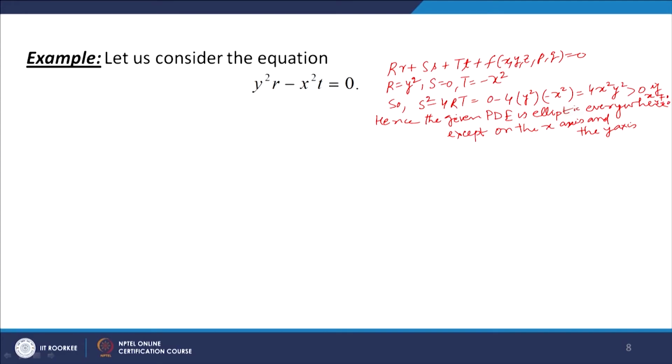This means that this is your x axis, this is y axis. So, on x axis and y axis, on x axis y equal to 0. So, S square minus 4RT is equal to 0. This will become 0. So, the given PDE is parabolic.